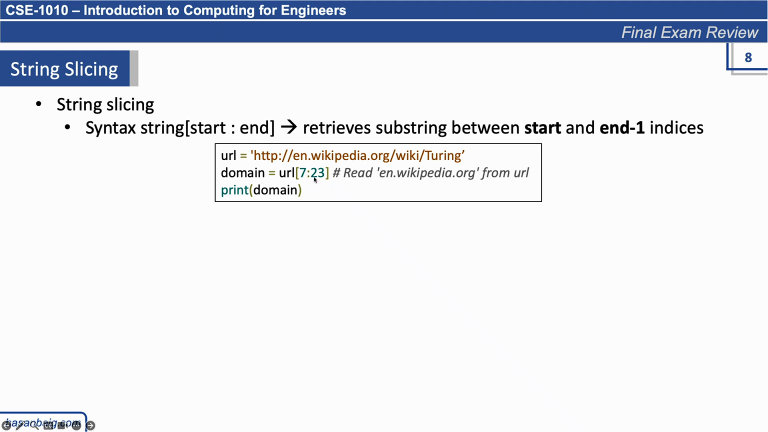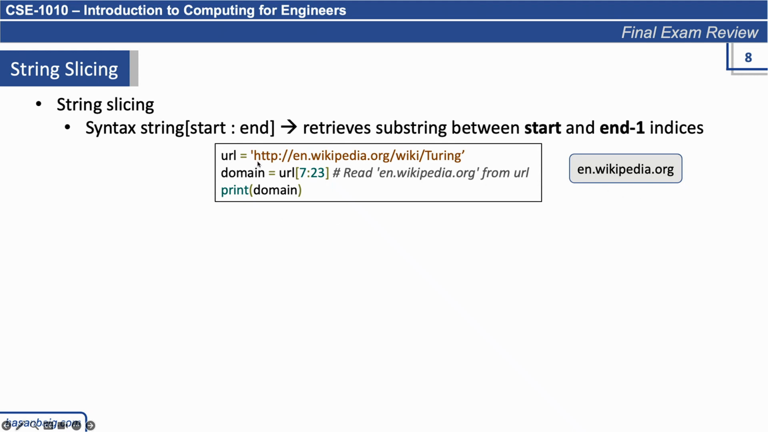So 7:23, so 23 would be excluded. Everything is starting from the value which is placed at the 7th index all the way until the value which is placed at the 22nd index, because 23 is exclusive. And it will read and assign it to a new variable named domain, and then we are printing the domain. So this is what you get.